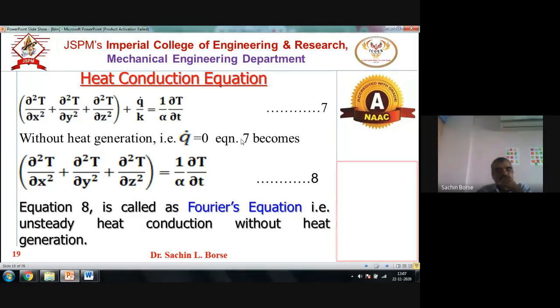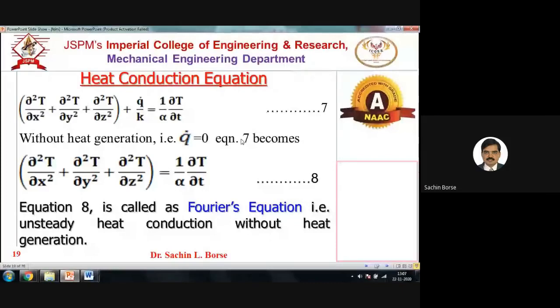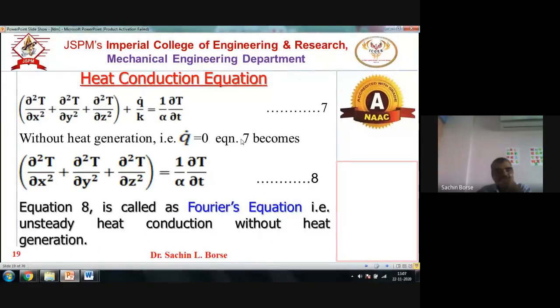Now there are different equations. If you eliminate some particular parameter, like if there is no heat generation, then our equation becomes equation number 8. That is del square T by del x square plus del square T by del y square plus del square T by del z square is equal to 1 by alpha del T by del t. So this equation is called Fourier's equation. So it is a transient heat conduction equation without heat generation.